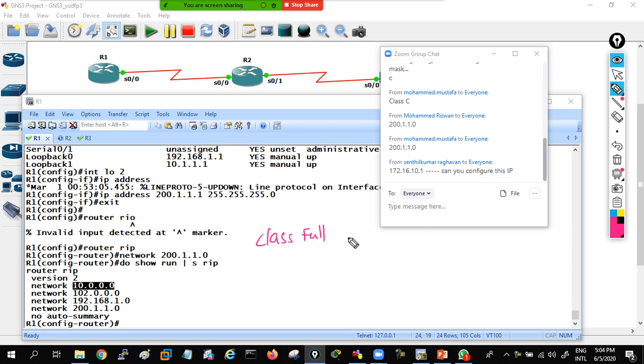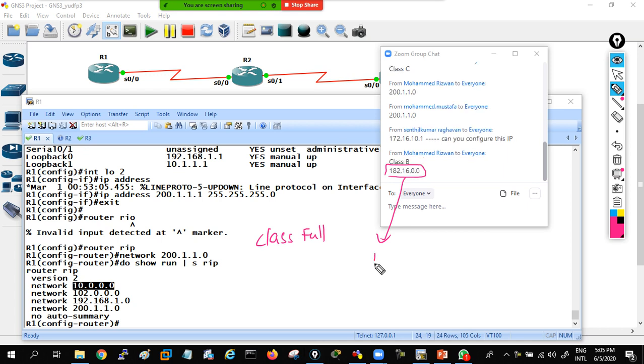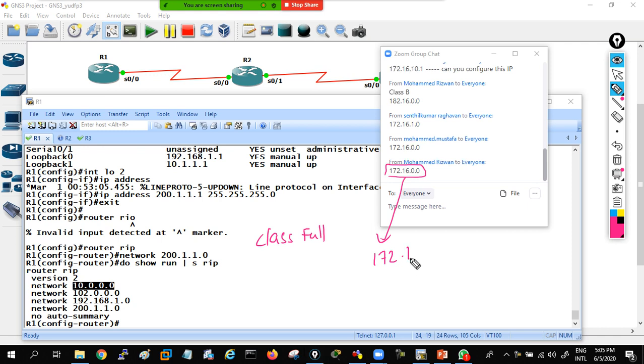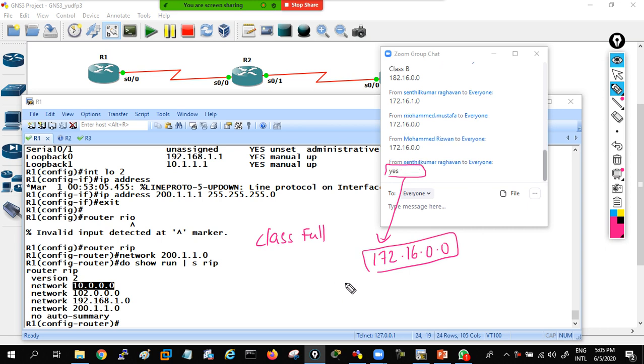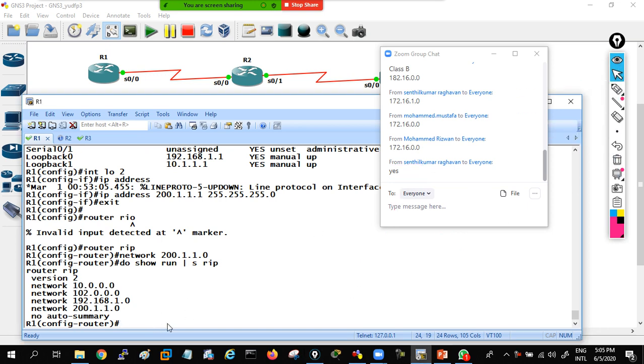172.16.10.1. Can you configure this IP? Now see, guys, how will this one be taken? If I configure 172.16.10.1, what will RIP consider? In the configuration, how will it show? It will show as class B. But how exactly will it show? No, Senthil, you are wrong. Mustafa is right. 172.16.0.0. Do you understand, everybody? Senthil, are you clear? It will show you as 172.16.0.0. Can we see that, everybody?